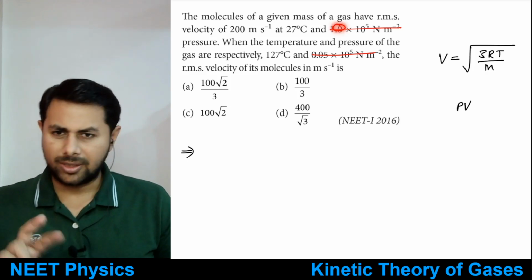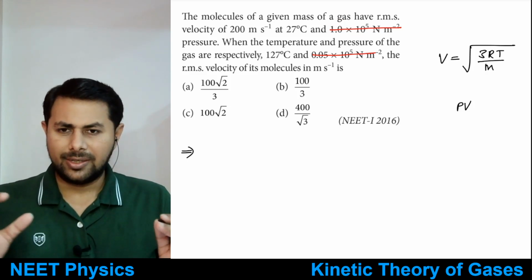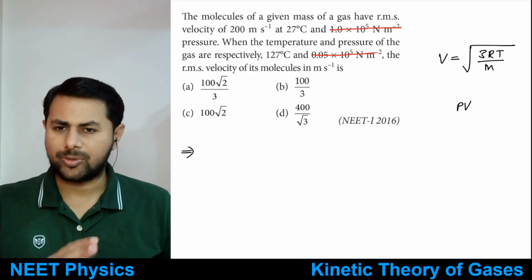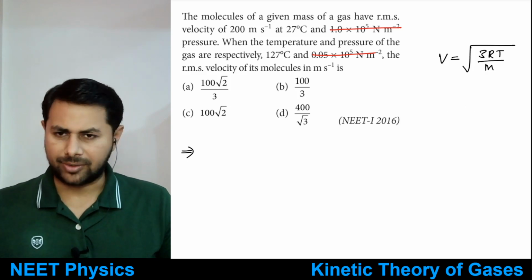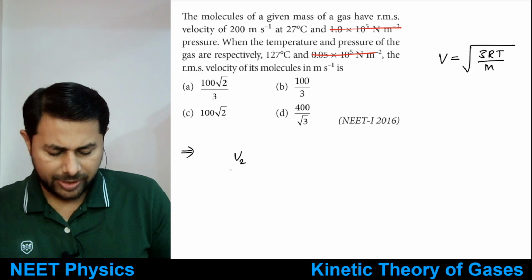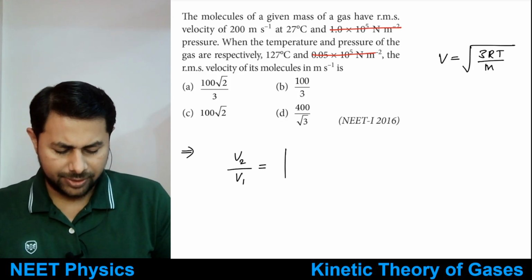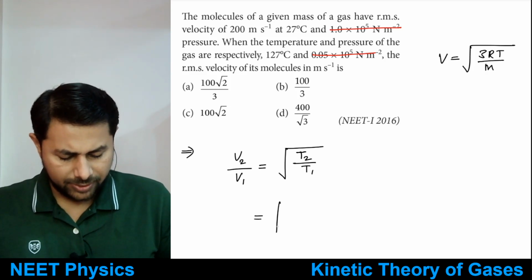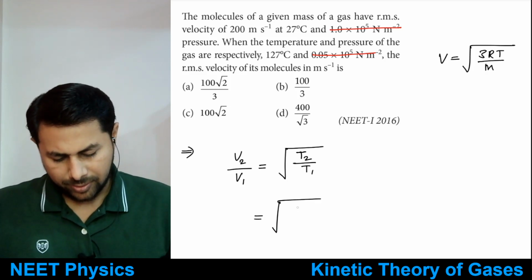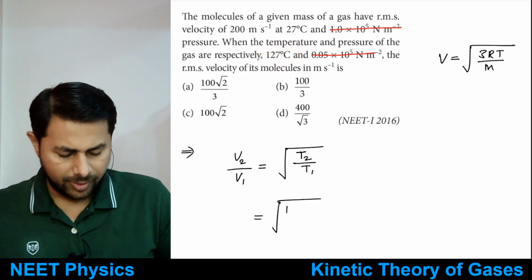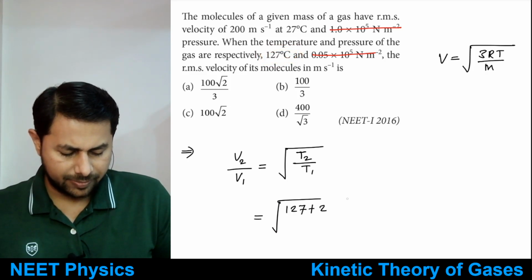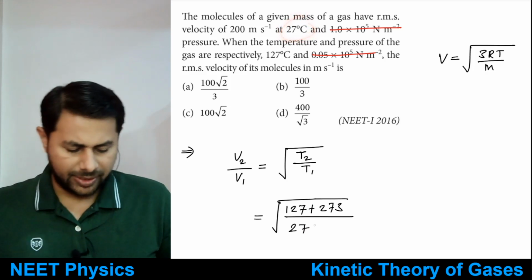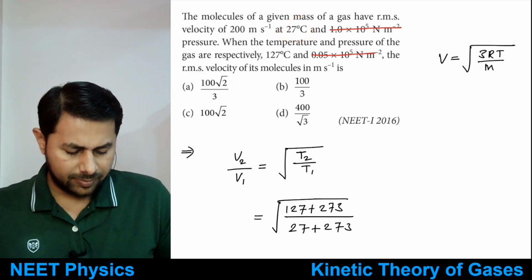If pressure is different, there would be a change in volume in such a way that the product PV is directly proportional to temperature, right? So don't need to think about the pressure. You can make use of V2 by V1, which is just equal to square root of T2 by T1, and then put the values. T2 is 127 degrees Celsius, so convert it, 127 plus 273, divided by T1, which is 27 degrees Celsius, 27 plus 273. Just add it up.